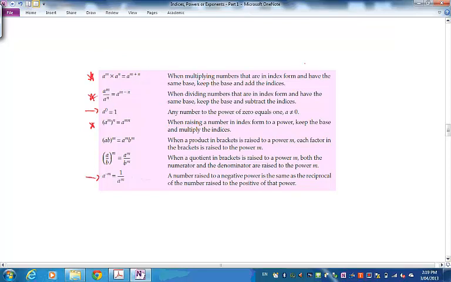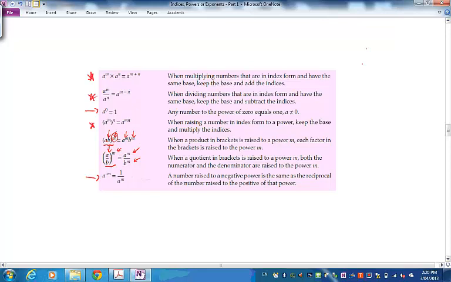There are 2 others there that you might have a look at, and it's really to do with brackets, these 2 here. If you have a product, 2 numbers multiplied together and raised to a power, you raise each of them to the power. You do the brackets, you do the raising to the power to whatever's in the bracket. And in this one here, A divided by B and then raised to a power is the same as raising the top line to the power and then dividing by the bottom line raised to the power.